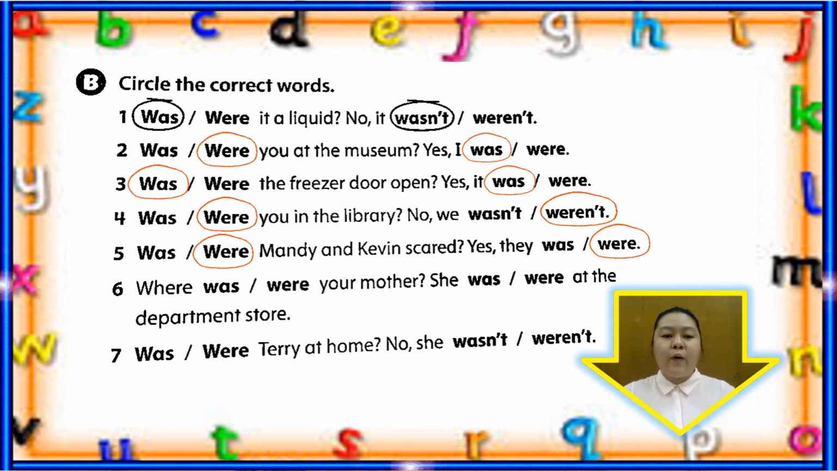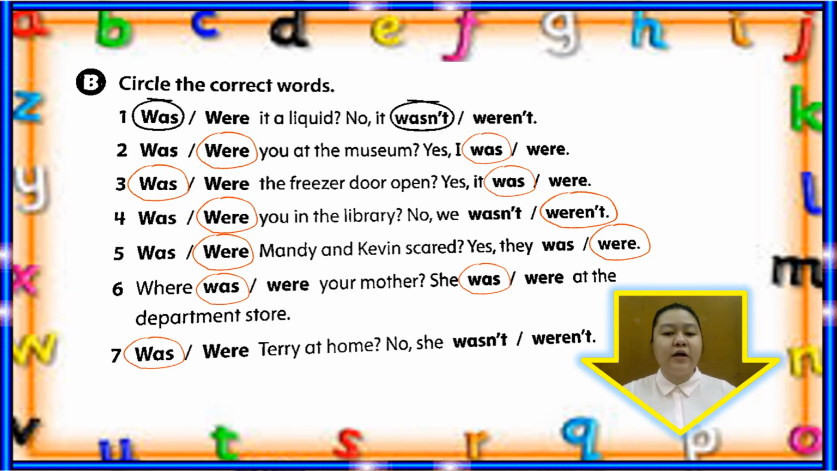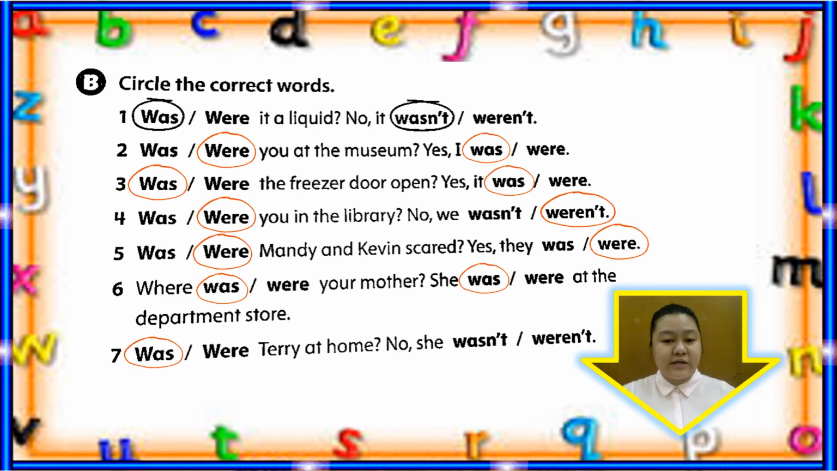Number 6, was or were your mother? You're referring to your mother. You only have one mother, so it means our answer is was. Correct. She was or were at the department store? The word she. Is it one or many? It's only one, so our answer is was. 7, was or were Terry at home? How many when you say Terry? Right, Terry is only one, so our answer is was. The last one, no, she wasn't or weren't. You were saying she. She is only one, so what's your answer, grade 2? Wasn't. Very good, grade 2.